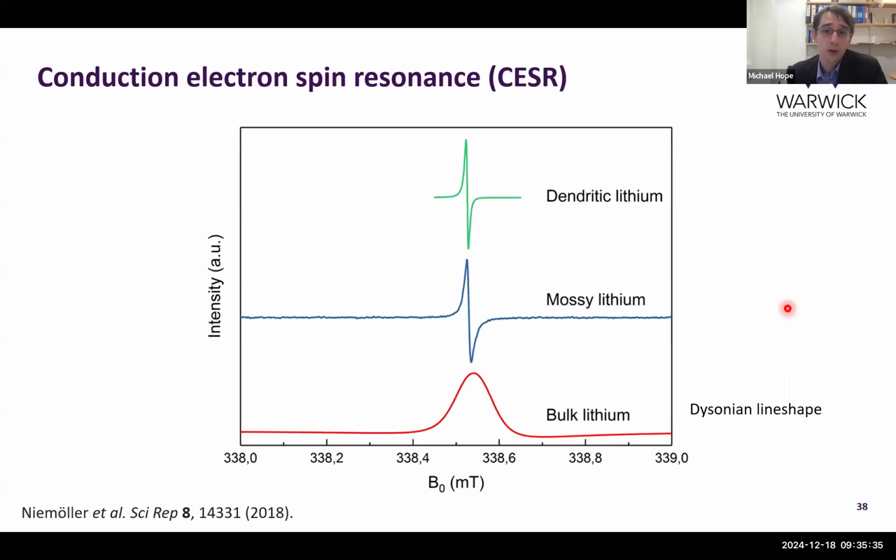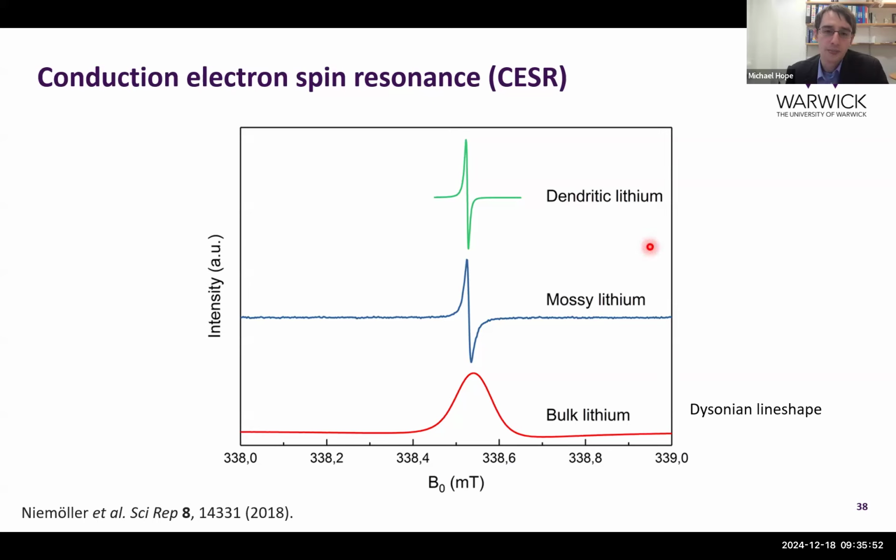So you can do EPR on those delocalized unpaired electrons. This is sometimes called conduction ESR. And so this is an example of lithium metal. It's not really something that I've done much research on myself, so I'm just taking data from the literature.